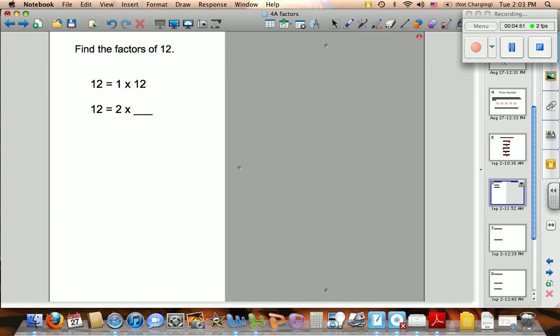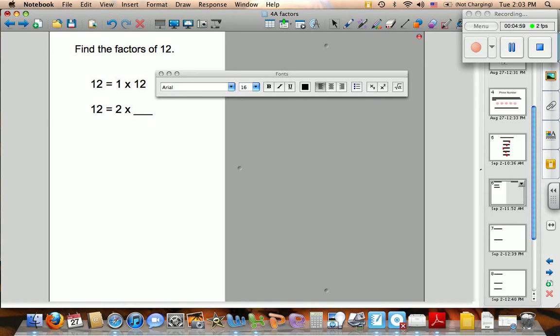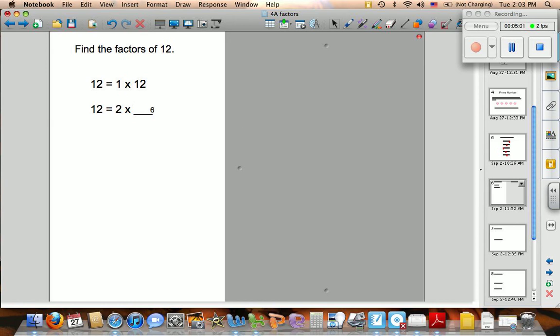Then you go on to the next one. 12 equals 2 times 6. So 2 and 6 are factors of 12. The next one you would do would be 12 equals 3 times 4. So 3 and 4 are factors of 12. Now, we already used 4 in that number sentence, so then we would go up to 5. Does 5 times anything equal 12? No. And then we get to 6, and we've already used 6.